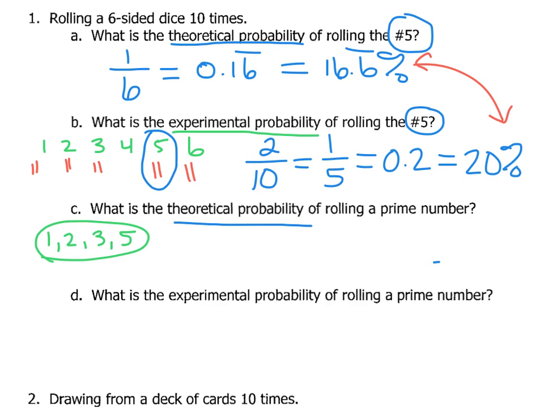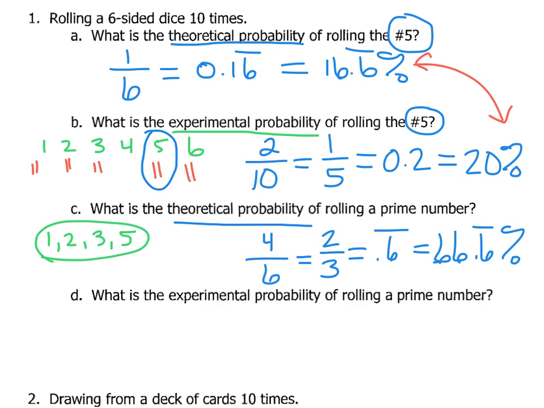So theoretical probability means there are 4 possibilities of prime numbers on a number cube out of the 6 total sides. I can divide them both by 2 and I get 2/3, so it simplifies to 2/3. When I divide that in my calculator, I get 0.6 repeating, and that's the same as 66.6 repeating percent. So the theoretical probability is 66.6 repeating percent. For experimental probability, again, it's what actually happened, okay?